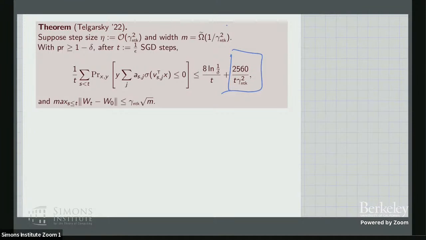So this is tight with that. The improvement over the prior work is actually this: it's 1/(t γ²), not 1/(t γ⁸). Okay, so let me just explain the margin assumption. It was in Spencer's talk, I'll just explain it in a different way.